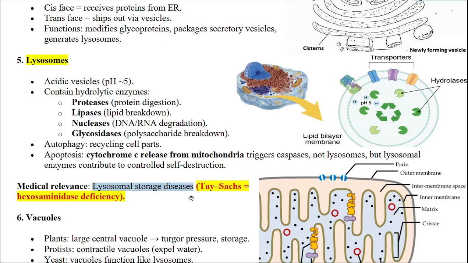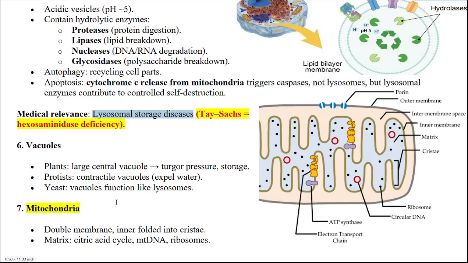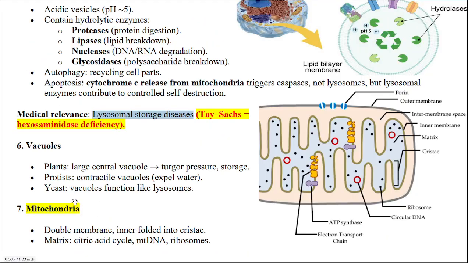Like Tay-Sachs. Tay-Sachs disease is a tragic, classic example. A deficiency in an enzyme called hexosaminidase means a specific lipid, GM2 ganglioside, can't be broken down. It builds up, particularly in nerve cells, causing massive swelling and progressive neurological damage, ultimately leading to death, usually in early childhood. It really highlights how vital every single component of the system is.